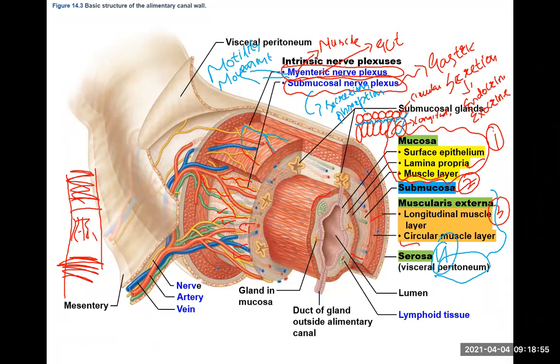Now, where do we find the visceral one? Visceral is present. It's like this is my organ. Suppose this hand is my organ. Okay. So inside, what do I have? The mucosa. Then what do we have? Submucosa. Then what do we have? Muscularis externa. Then this is like my outermost layer, right?